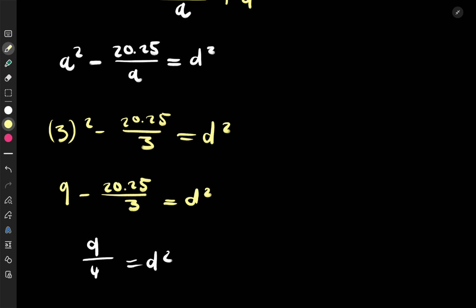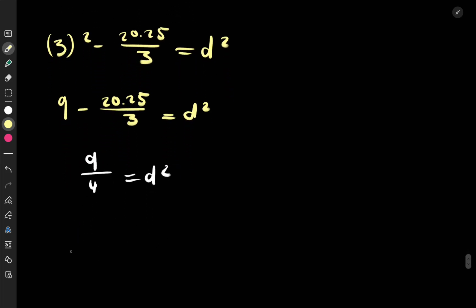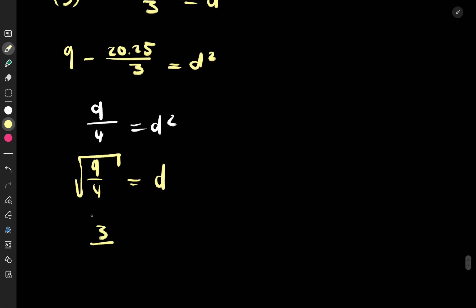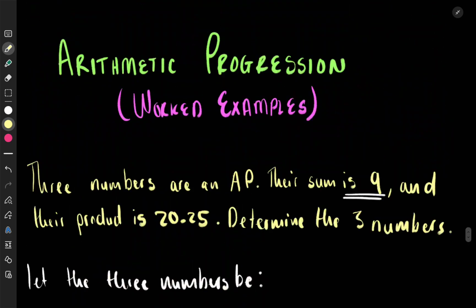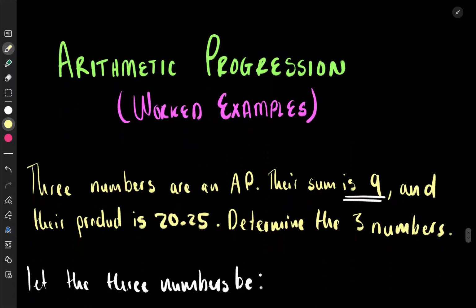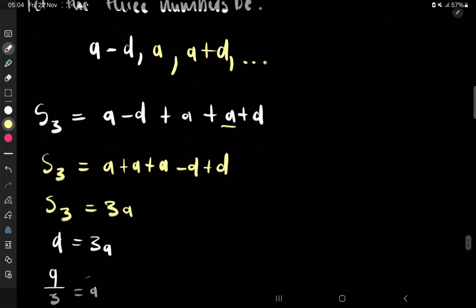And to get d, I take the power of 2 to the other side. It becomes the square root. So the square root of 9 over 4 is d. And what is the square root of 9 over 4? We say the square root of 9 divided by the square root of 4. The square root of 9 is 3 over, what's the square root of 4? 2. So 3 over 2 is equal to d. And this is going to be our solution. Great job. So what was the question wanting? We've just found here it says determine the 3 numbers. So now we can find them.